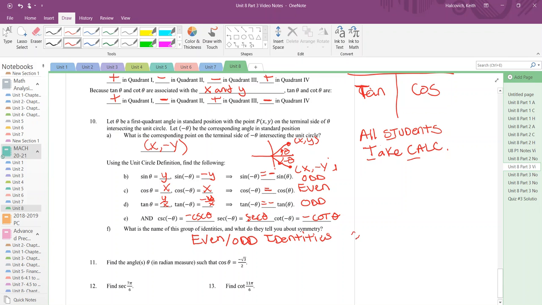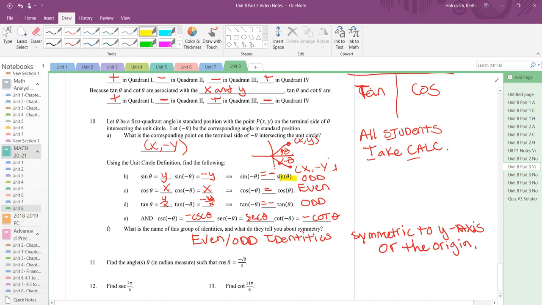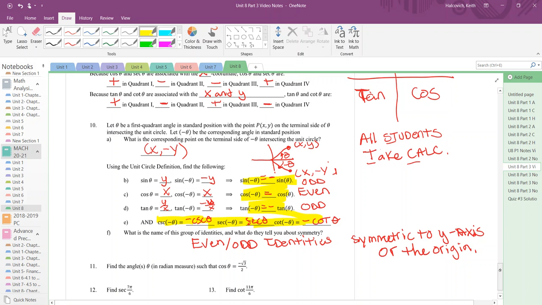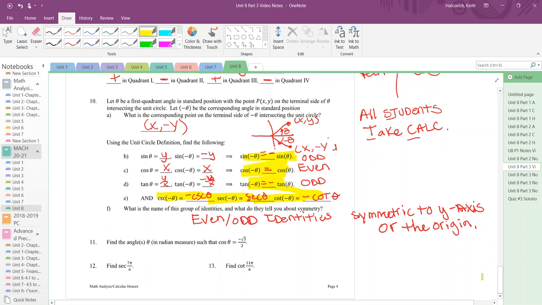And it tells you whether they're symmetric to the y-axis or the origin. So these are your even-odd identities right here. So you can add them to your list at the end of the Part 2 notes for Unit 8.